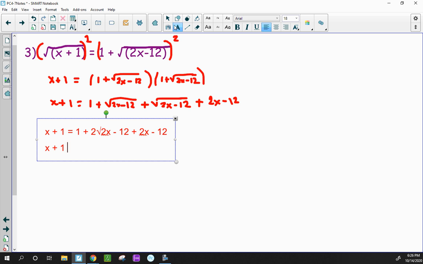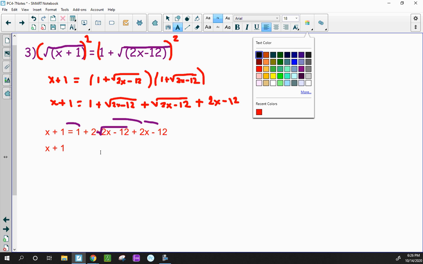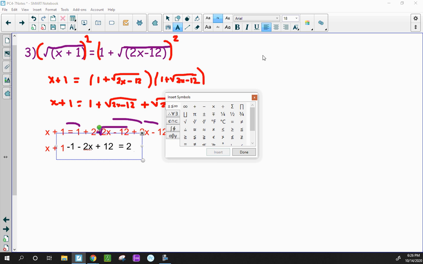Notice that this part is the part that's the radical. Want to make sure we don't lose that. And so this is what we're trying to isolate, meaning we need to transpose all these other terms. Okay, so that's where I am currently right now. So minus 1 when I transpose, minus 2x, and a plus 12. And then that's going to be equal to the 2 times the square root of 2x minus 12.